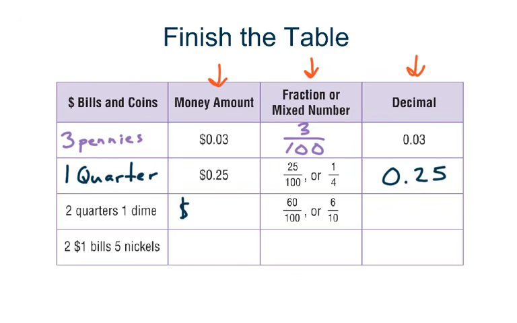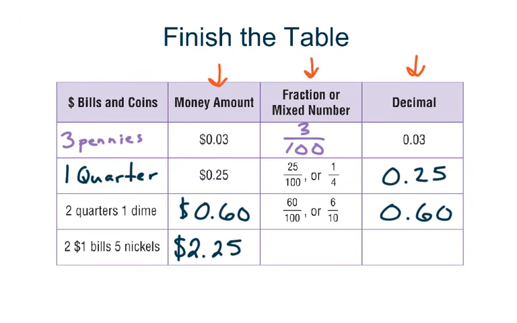So what is 2 quarters and 1 dime equivalent to? That's equivalent to 60 cents. And then when I write it as a decimal, I would have 60/100ths. And then the last one is 2 $1 bills and 5 nickels. What is that equivalent to? In terms of money, 2 $1 bills would be $2, and then 5 nickels would make 25 cents.